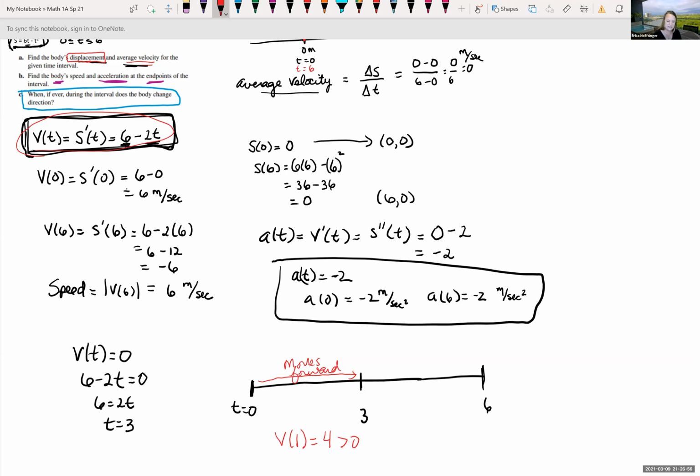And then I want to make sure that it's the opposite. And so let's look at when t is between 3 and 6. So maybe let's look at when it's 4. So if we go into our velocity function, we get 6 minus 2 times 4, 6 minus 8, that's negative 2. This is less than 0. So we've come forward here, and then we've moved back in this direction. And so the displacement from home is 0.